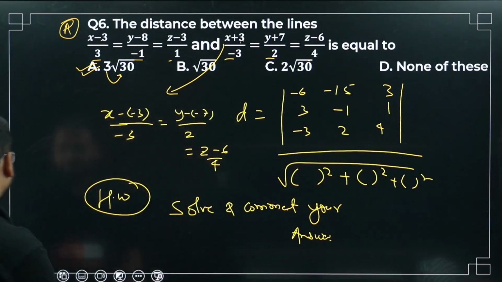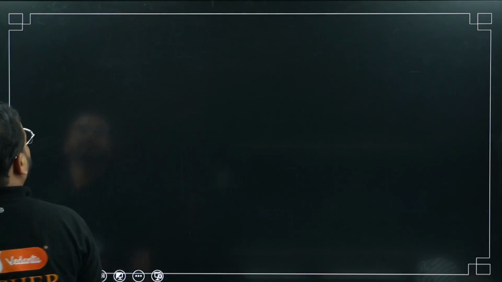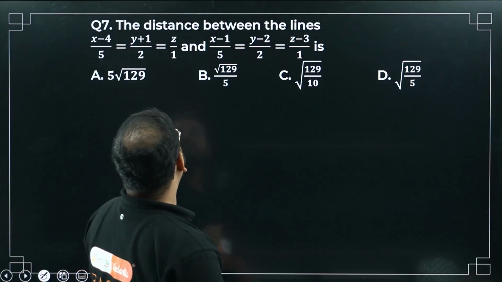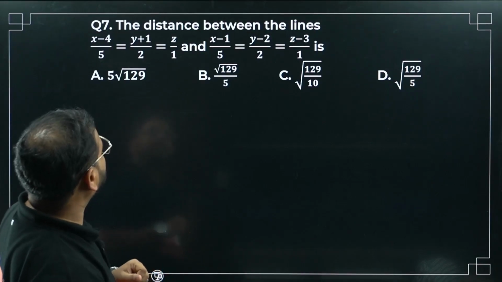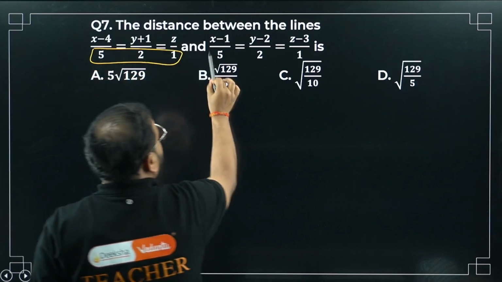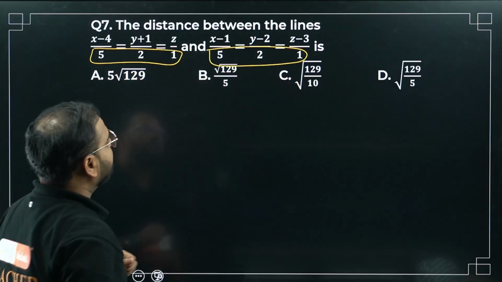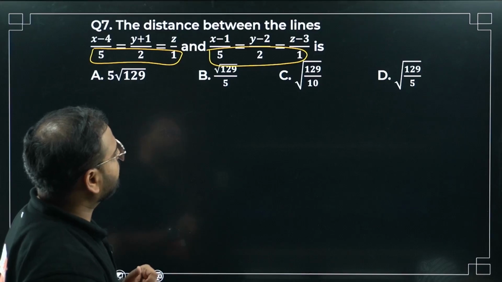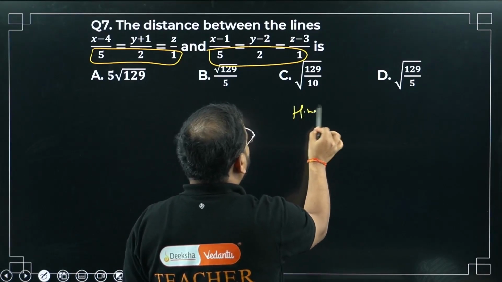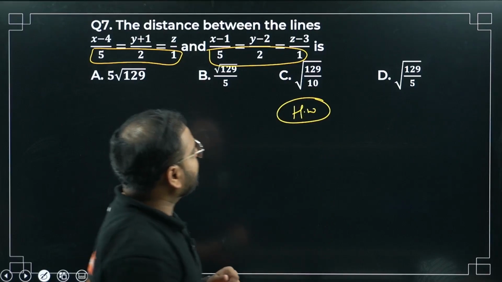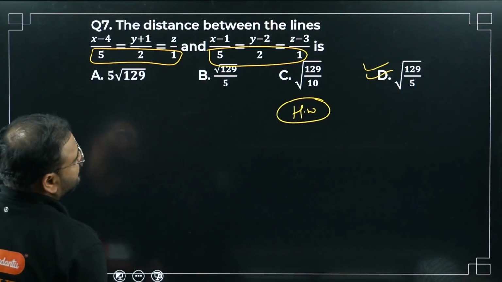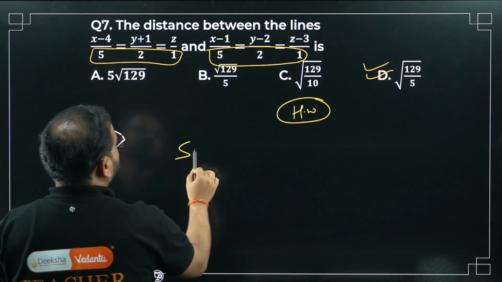Okay, great. Question number 7. Distance between the lines. Same concept. Is it parallel? Parallel again, sir. 5 to 1 and 5 to 1. Please check. I think again this is also a homework question. So I've given so far 2 homeworks. Option has to be, I think, option number D. I'll cross check. I think option D is correct. Please solve and comment your answer.